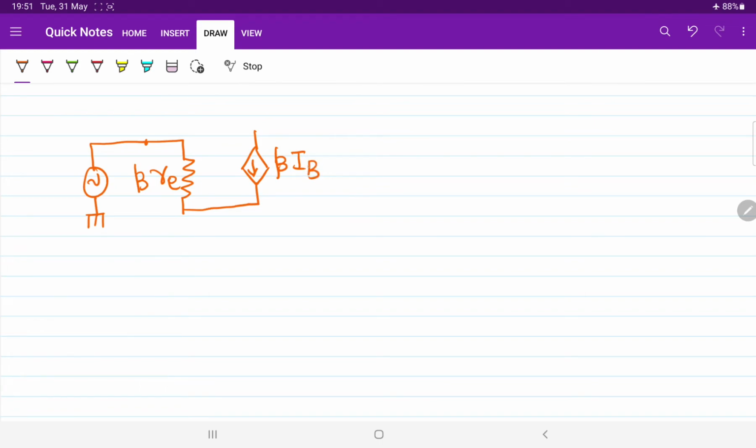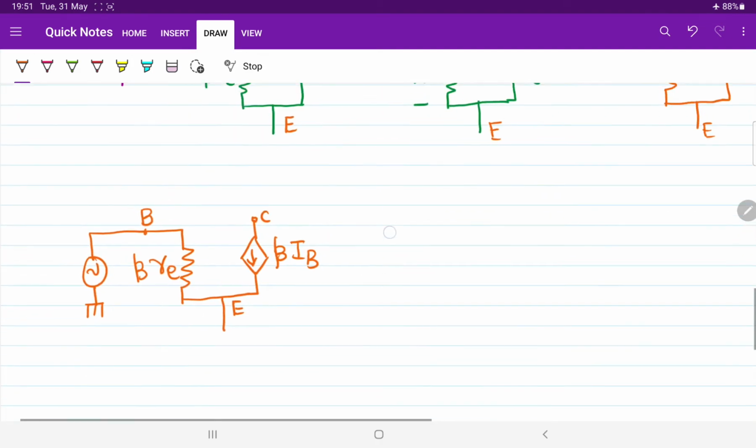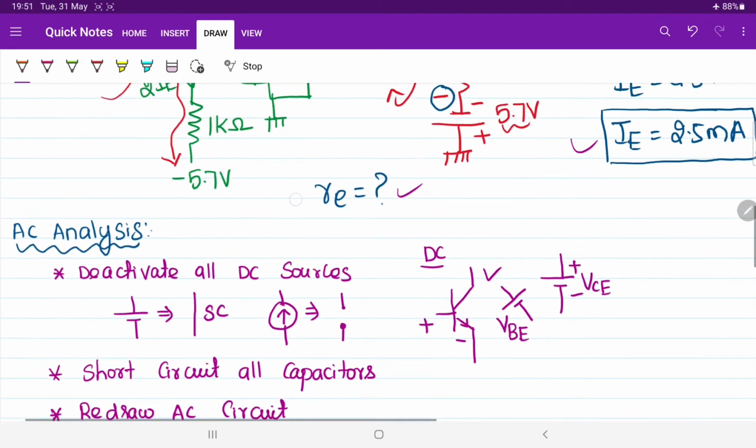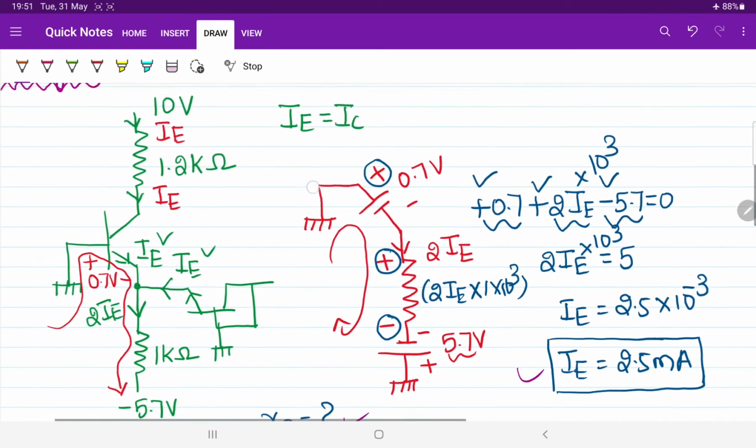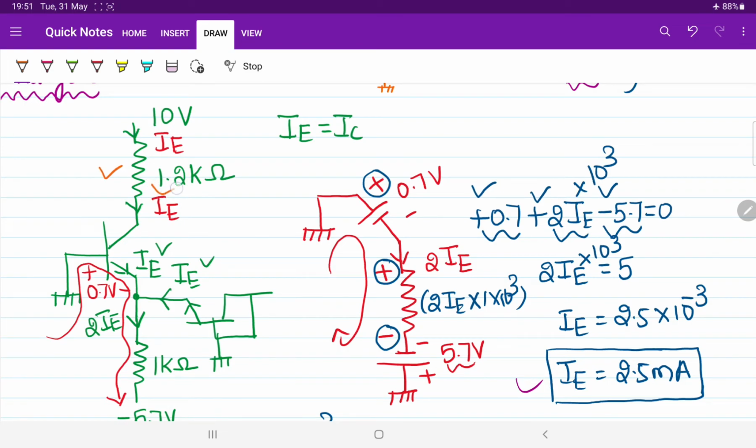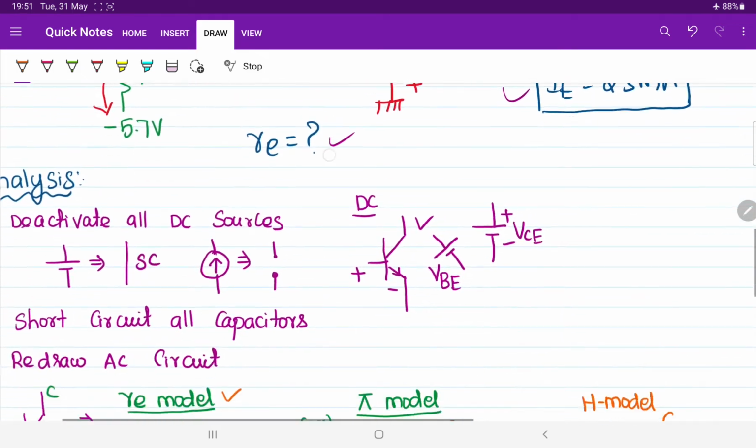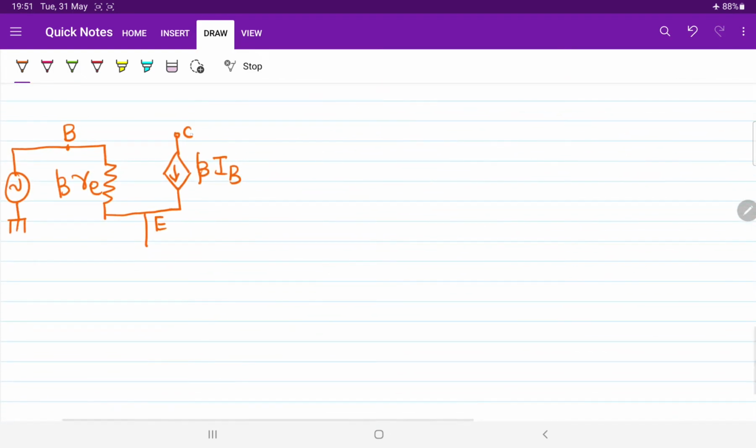After that you can connect all other available parameters. See, this is going to be your base terminal, this is going to be emitter terminal, this is collector terminal. Now observe, in the collector terminal what we are having? Sir, in the collector terminal, we are having 1.2 kilo ohm resistor that will be connected with the ground. DC voltage will get short circuited, right? So see there, this is collector terminal. Here we are having 1.2 kilo ohm resistor that will be connected with the ground. So you can just draw this 1.2 kilo ohm resistor.